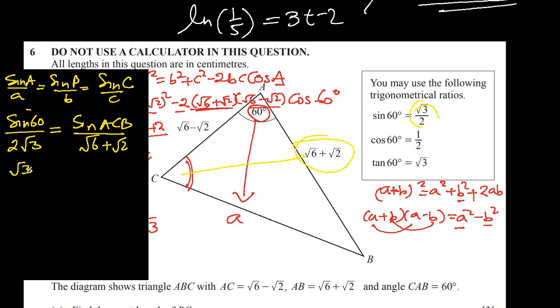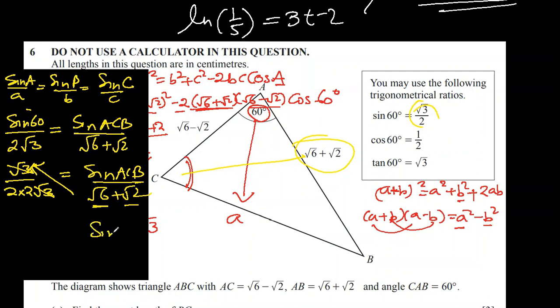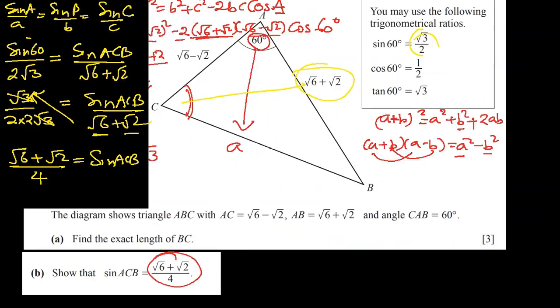So square root 3 over 2, and 2 square root 3 is already in the denominator, so we will write that further, equal to sine ACB over square root 6 plus square root 2. Square root 3 cancels with this, and this square root 6 plus square root 2 can go and become the numerator here. So sine ACB will be square root 6 plus square root 2 over 4, and I think this is what they are asking us to show. Yes, square root 6 plus square root 2 over 4.